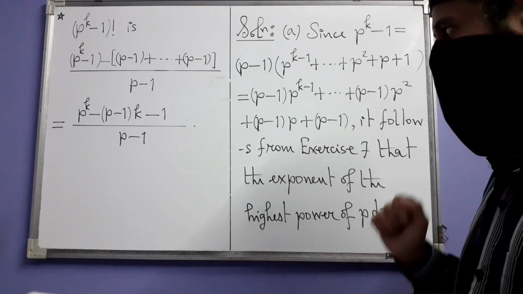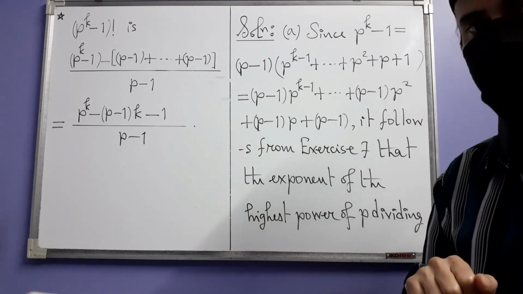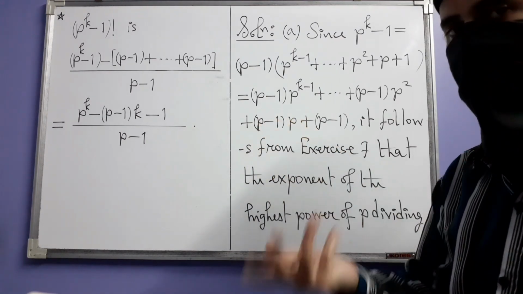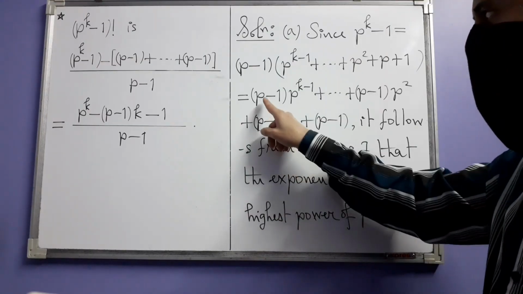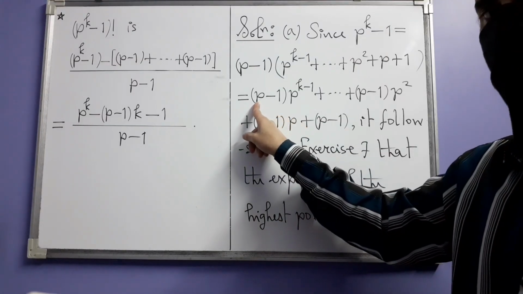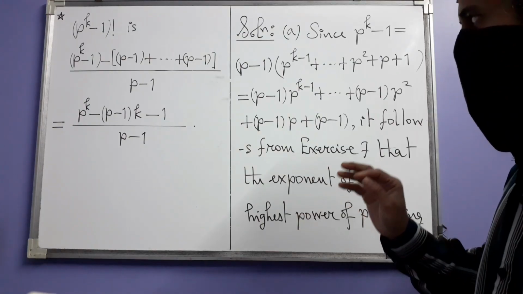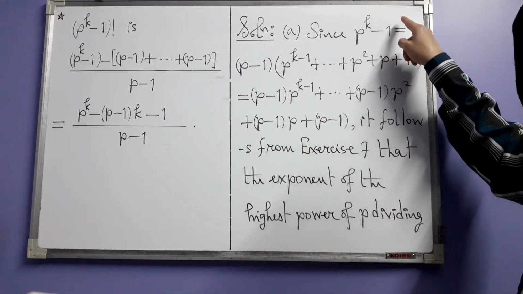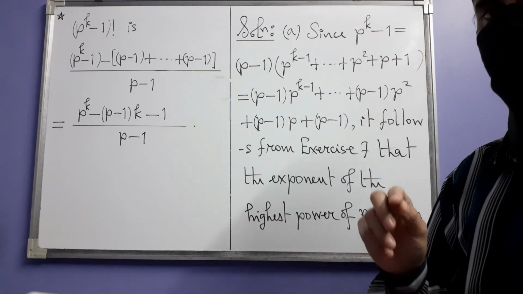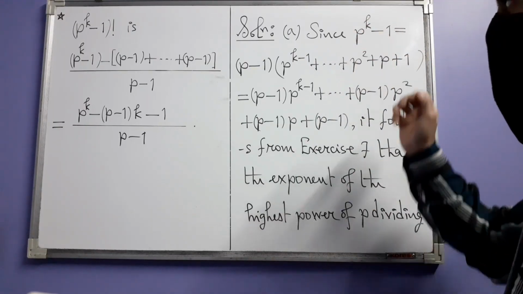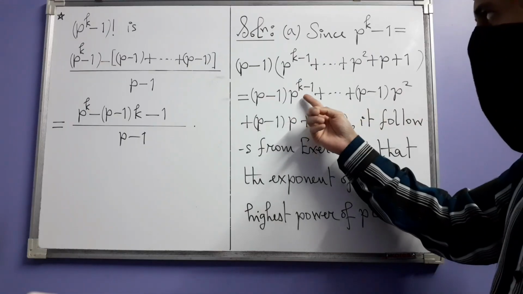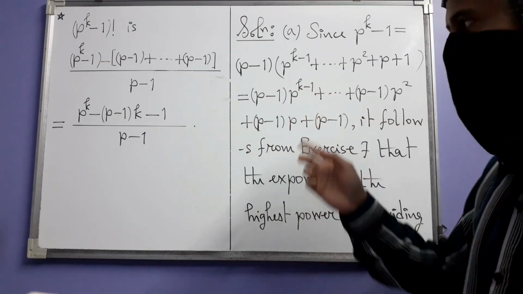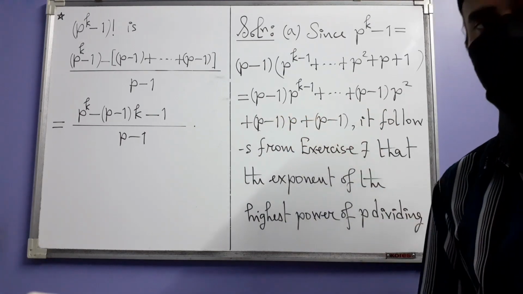Are we allowed to have p minus 1 as those ai's? Yes, because p minus 1 is not just non-negative, actually it's positive because p is a prime. So the smallest value of p is 2. But at the same time this is also less than p. So that means we have expressed this n, which is p to the power k minus 1, as a polynomial expression in p. That means as a sum of powers of p multiplied by these p minus 1s.